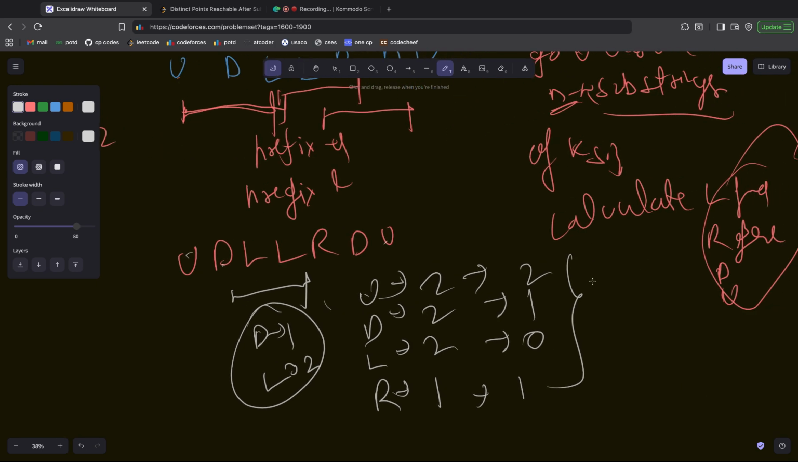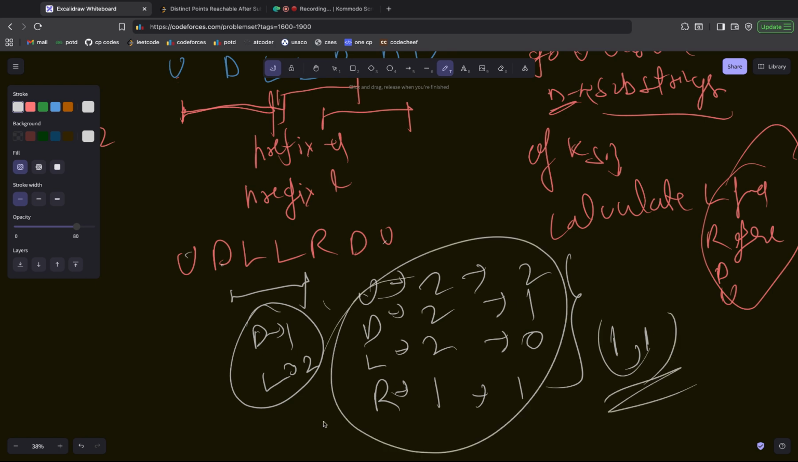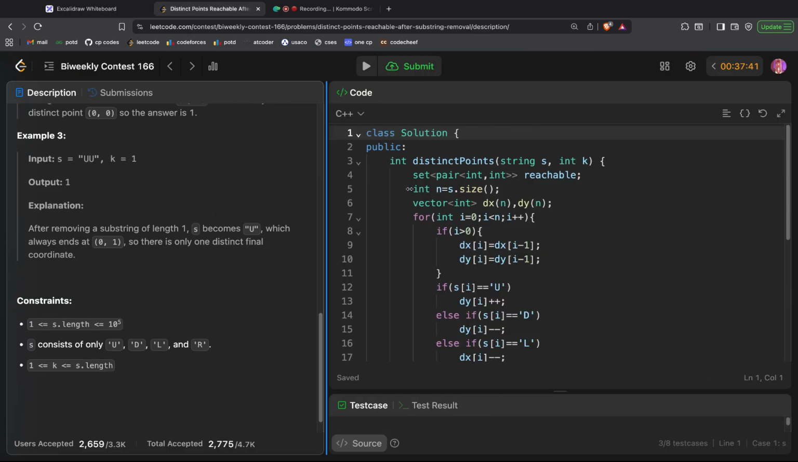So using this, can I not calculate my final coordinate? I'm going up twice and coming down once, so my y coordinate would be 1, and I'm going right once, so x would be 1. So I just need to do this thing. Hopefully I make sense. I'm over explaining everything. The code is quite simple. Let's go over the code.